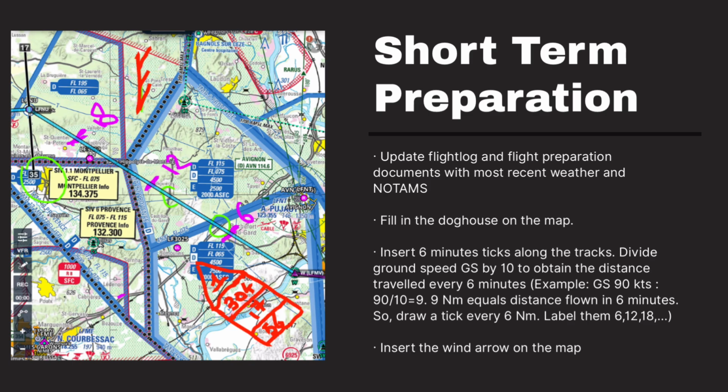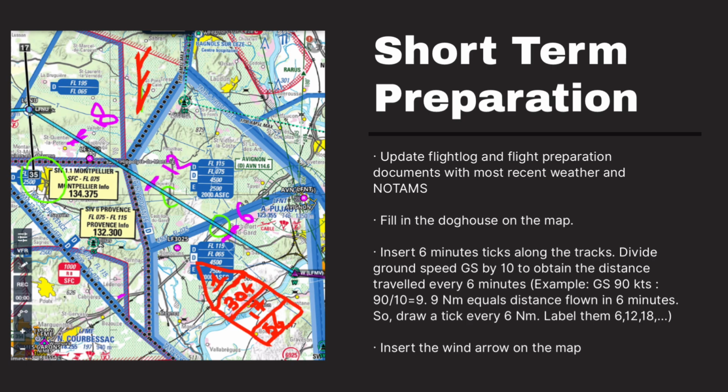Short-term preparation. Update the flight log and all flight preparation documents with the latest weather information and NOTAMs. Fill up the doghouse on the map with accurate information. Mark 6-minute intervals along each track. To determine the spacing, divide the ground speed, GS, by 10. This gives the distance flown in 6 minutes.